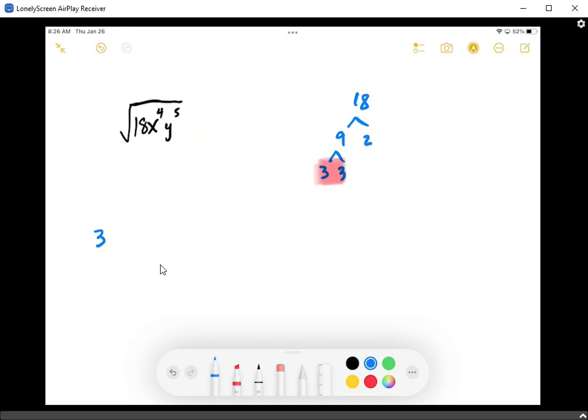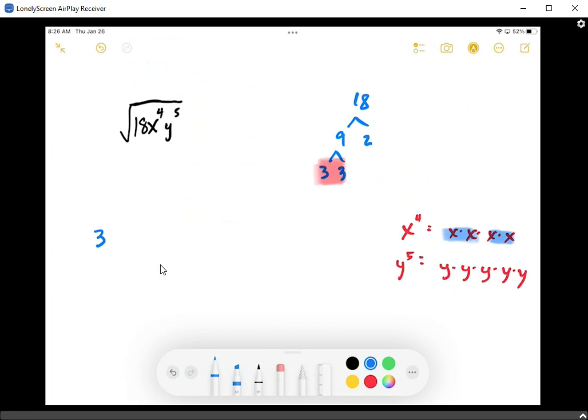Then let's look at all of those variables. We've got x to the fourth, which is x times itself 4 times. Same thing with y to the fifth, which is y times itself 5 times. What we're looking for is pairs, full matching sets. I've got a pair right here and another pair right there. We have 2 pairs of x's.